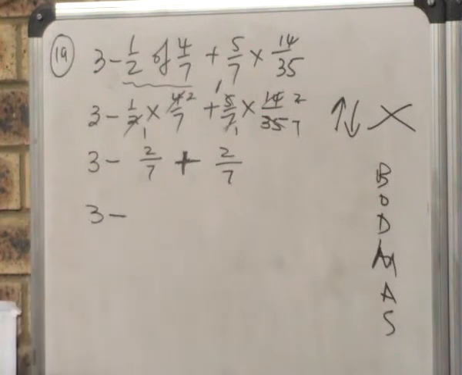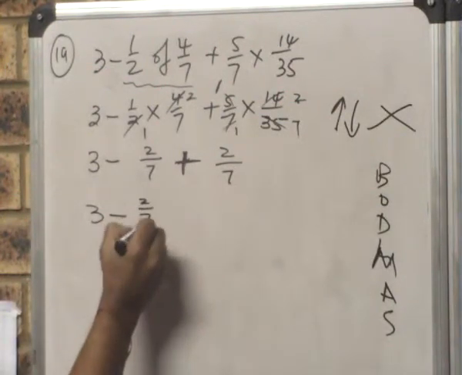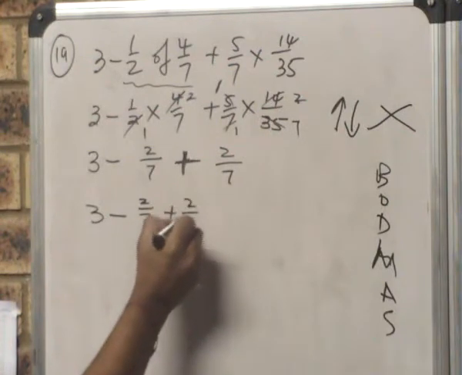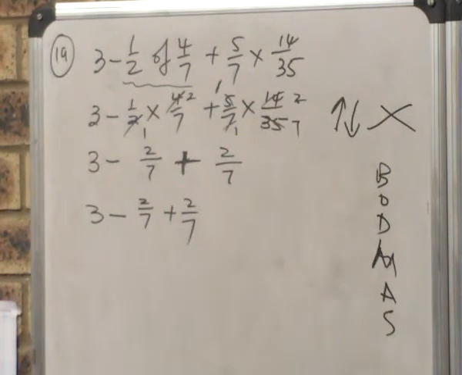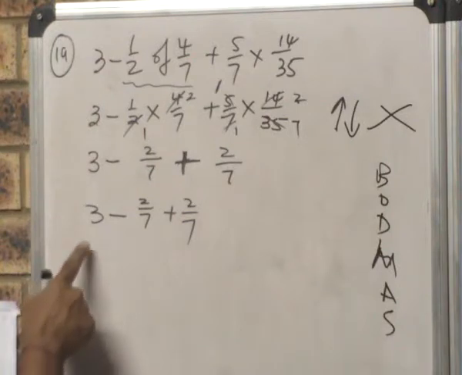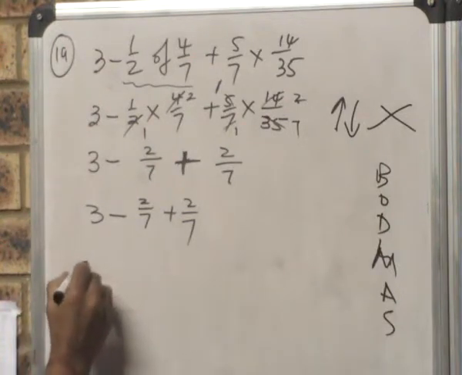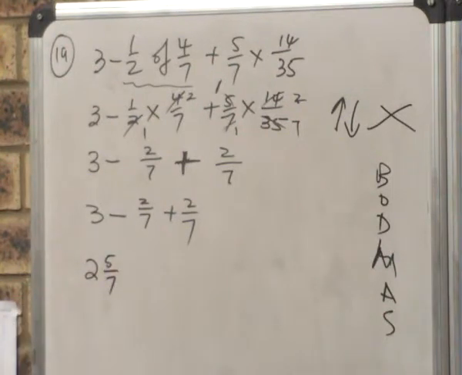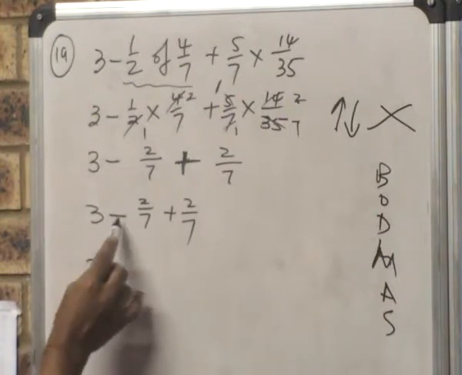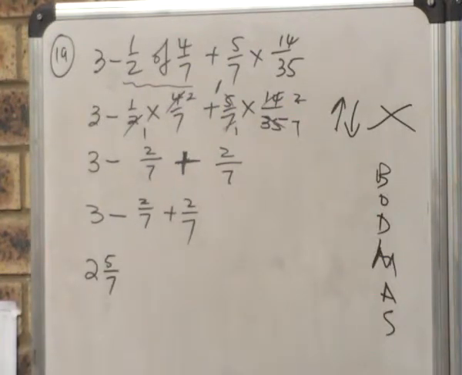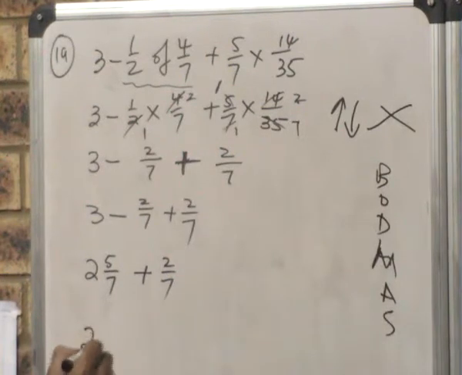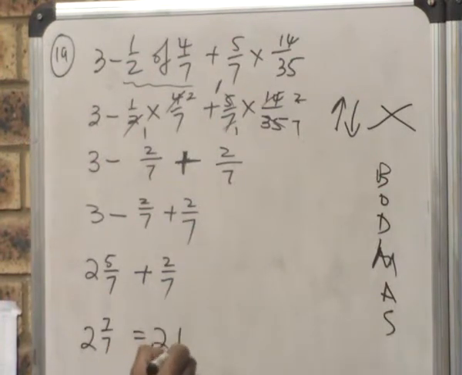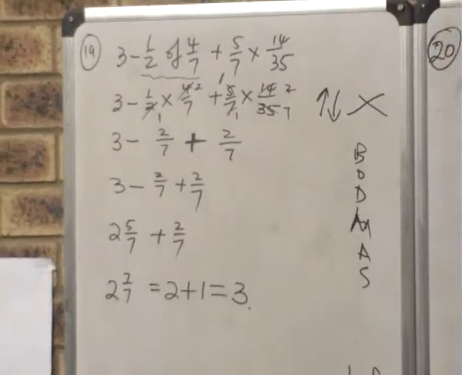So I've got 3 minus 2 sevenths plus 2 sevenths. Now, you see this 2 sevenths, and that 2 sevenths gives you 0. Or, anyway, if you're following the left to right rule, 3 minus 2 sevenths will give you 2 and 5 sevenths plus that 2 sevenths. Now, this 5 sevenths plus that 2 sevenths will give you 7 over 7. So this is really 2 plus 1. The final answer is 3.